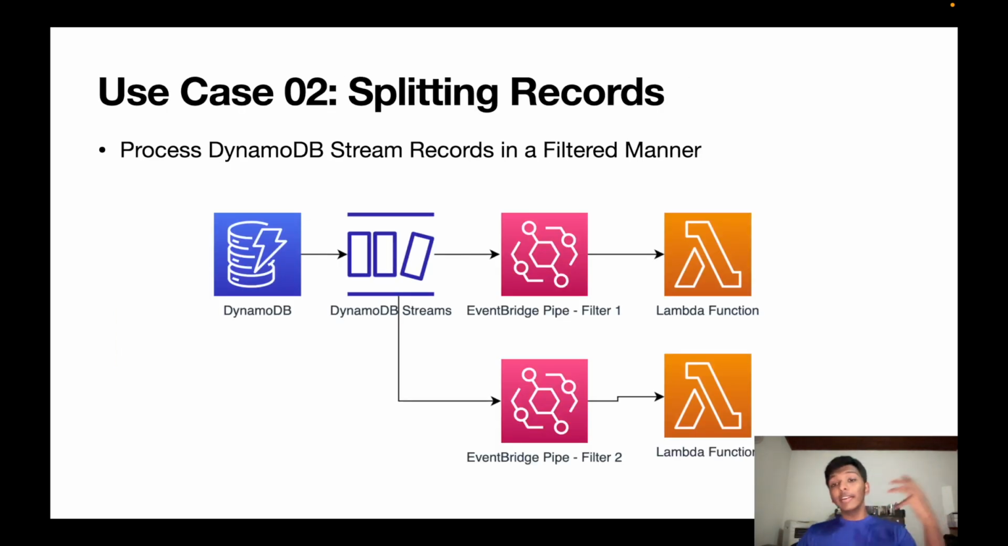Next, if you want to filter records, let's say you have your DynamoDB stream which emits data that you want to process in a different manner. You want to process your insert events in one way and your modified events in another. For that, you could set up two pipes on your DynamoDB stream. I also personally recommend a maximum of two consumers from your DynamoDB stream, because it affects the overall read capacity on your DynamoDB table. So you could set up two EventBridge pipes, where the first pipe filters out the insert events and the second pipe filters out the modified events, and just pushes them onto that consumer.